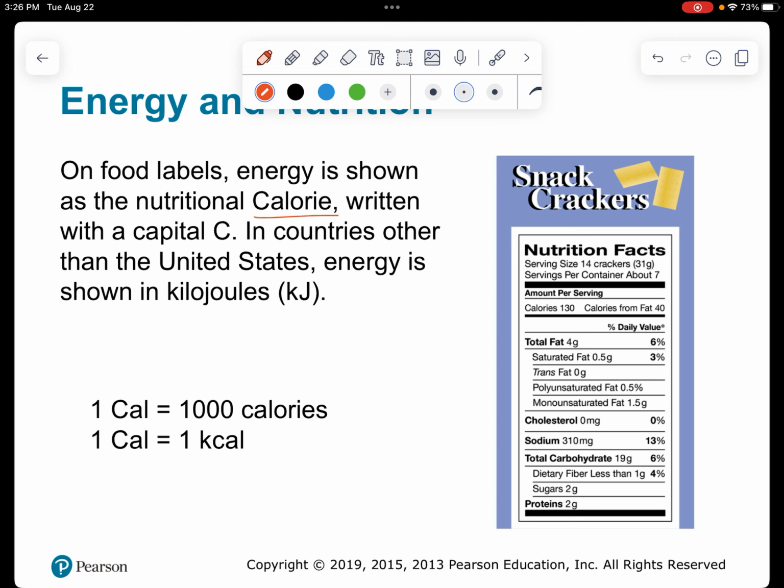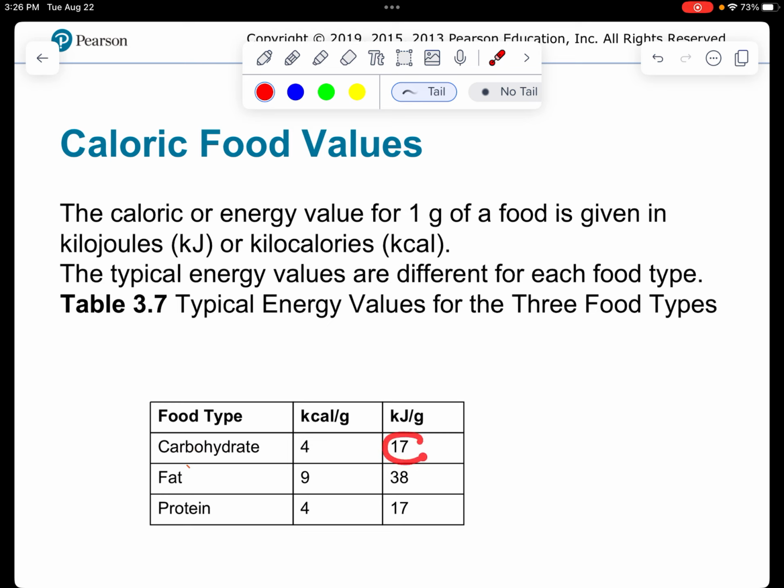The caloric energy value for 1 gram of food can be broken down and identified by its molecule type. Carbohydrates contain 4 kilocalories per gram and 17 kilojoules per gram. So if you just take this number and multiply it by 4.18, you'll get that one.